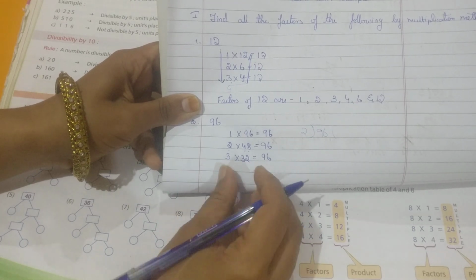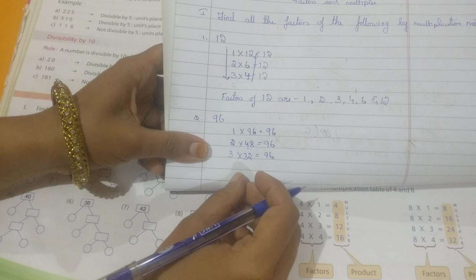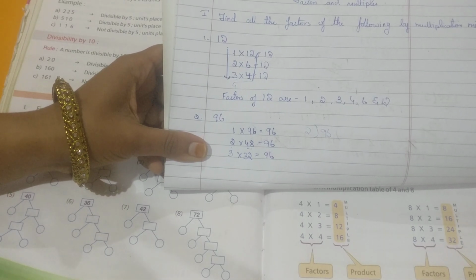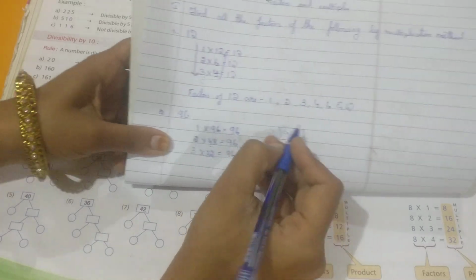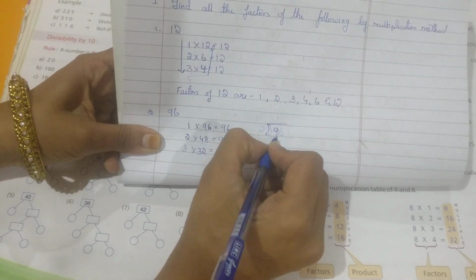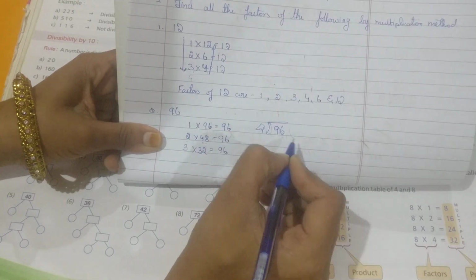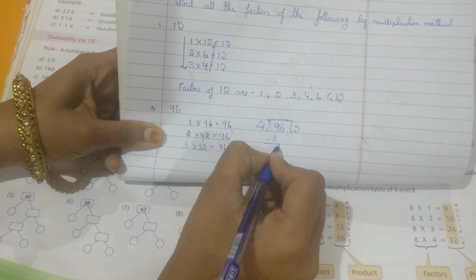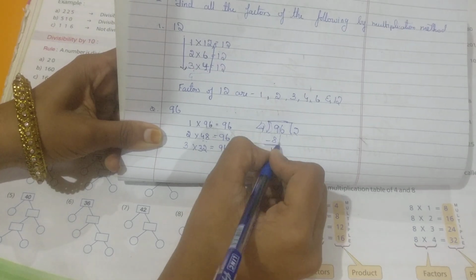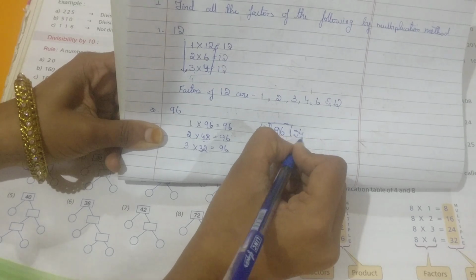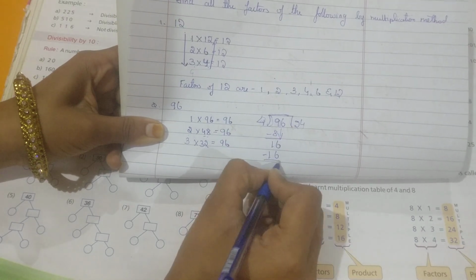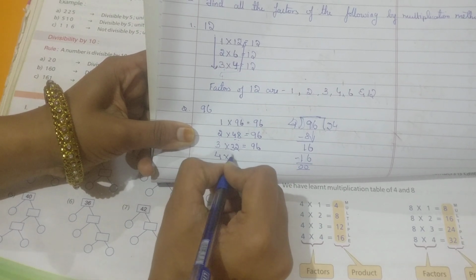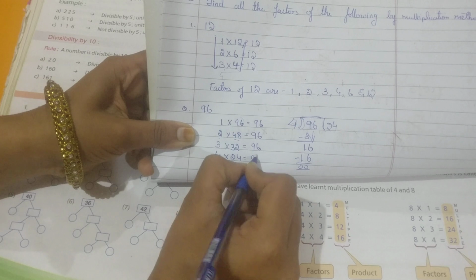Next, let's go for 4 tables. So what is the divisibility test for 4? You should check whether 96 is divisible by 4. Because it has only 2 digits, we have to do normal division here. 96 by 4. 4 2s are 8, then 16. 4 4s are 16. So yes, it is divisible by 4. So 4 24s are 96.